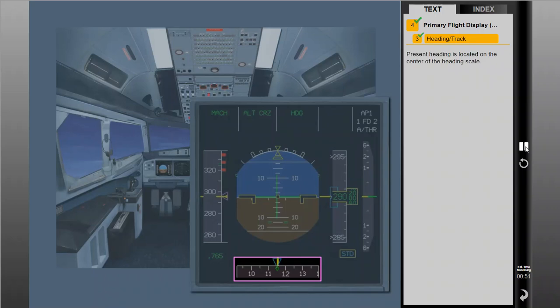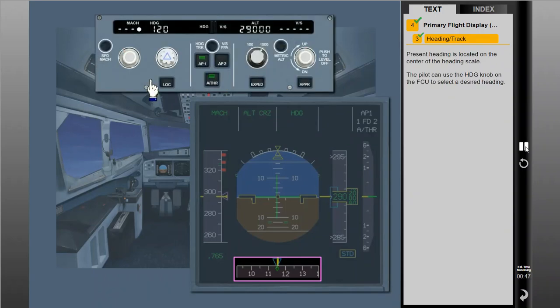Present heading is located on the center of the heading scale. The pilot can use the heading knob on the FCU to select a desired heading. If the selected heading falls within the display range, it displays as a blue triangle. If the selected heading falls outside of the range, it displays as a blue digital indication.